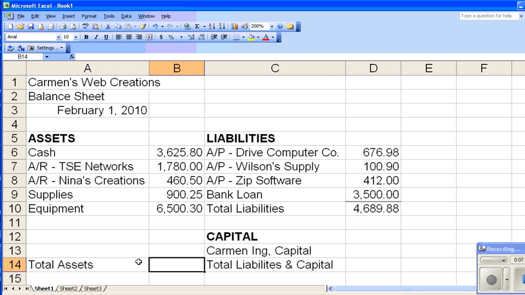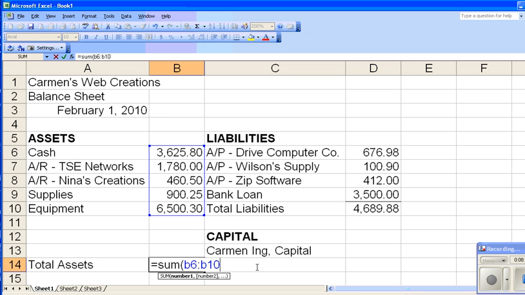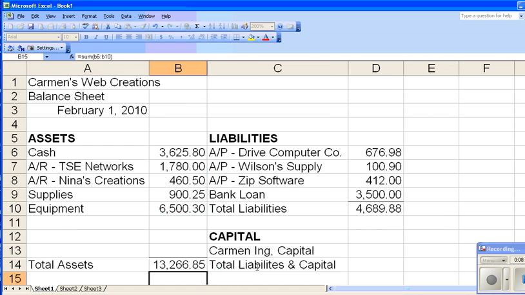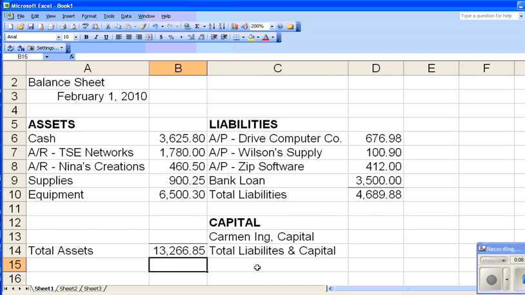In column B, we're going to determine what our total assets are by placing a single line in cell B13 to show that we're going to do some adding. Once again, we're going to add a total equals sum bracket B6 colon, which means to, B10. Okay, which means we're going to add up all of those numbers and then we're going to press the enter key. The total of our assets is $13,266.85.